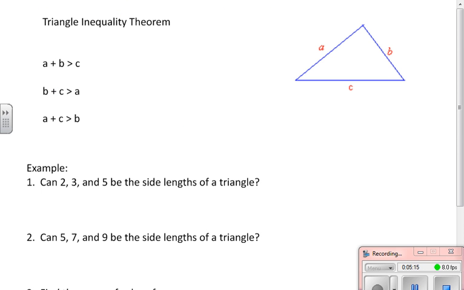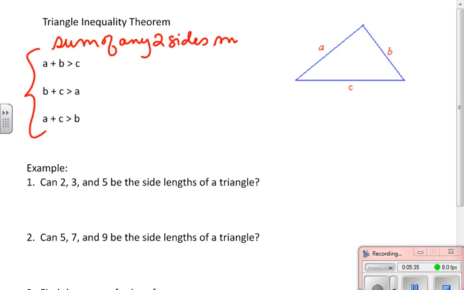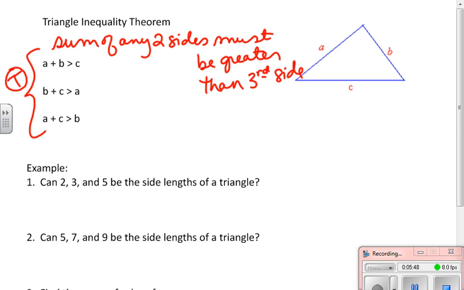Another thing that we can know about triangles is whether or not a triangle can even be formed. You can't make a triangle with just any 3 lengths. There are some rules, and this is the criteria. You must meet all 3. So in words, the sum of any 2 sides must be greater than the third side. And all of these must be true. If any one is false, the triangle cannot be formed.